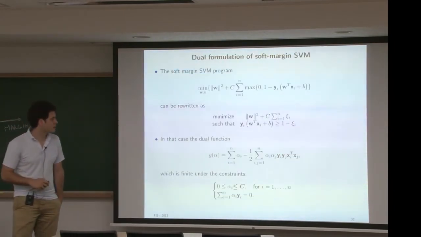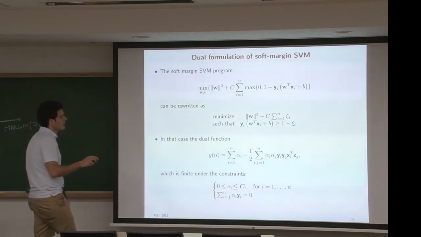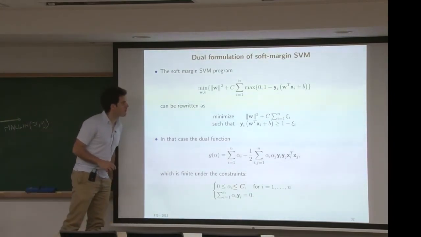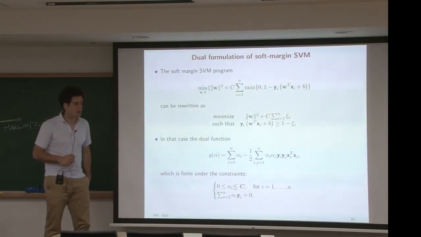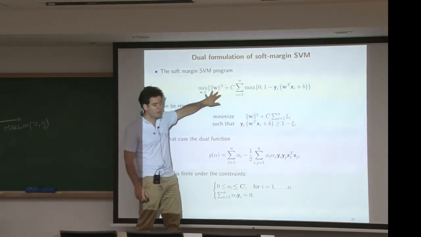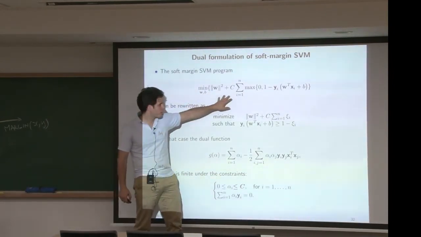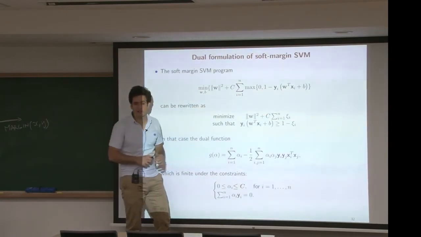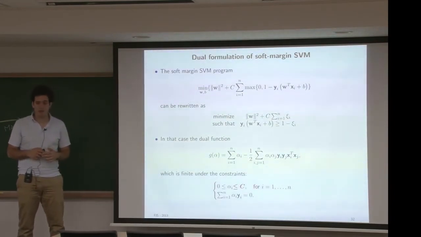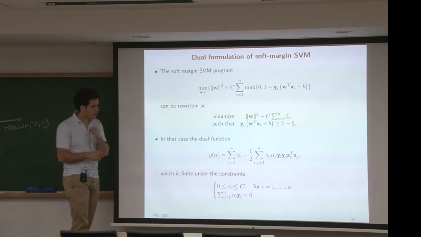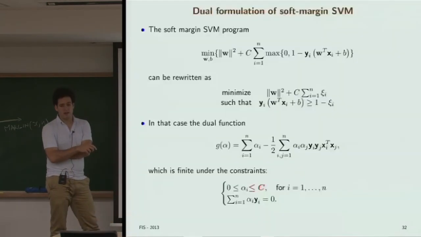So this problem now here is called the soft margin SVM program. As you can see here, this is nonlinear, right? Although this is a program with no constraints, there is a nonlinear objective here. So usually this is quite difficult to solve. So a simple way of reformulating this as a QP, with a quadratic objective and linear constraints, is to rewrite this as this, and it's called a slack variable formulation.